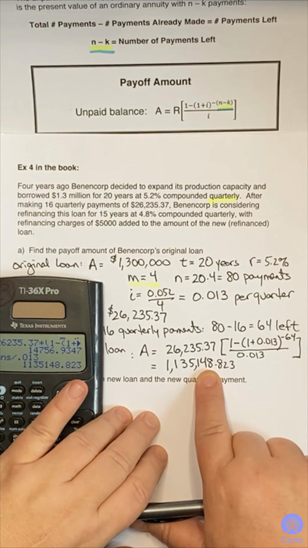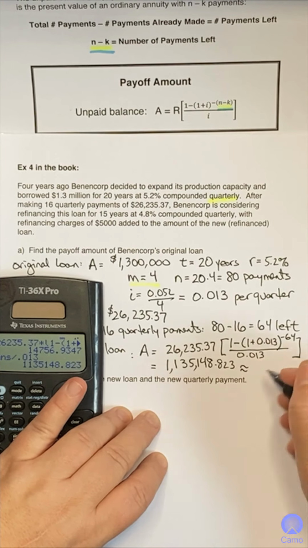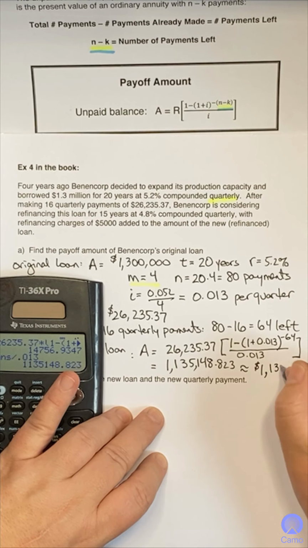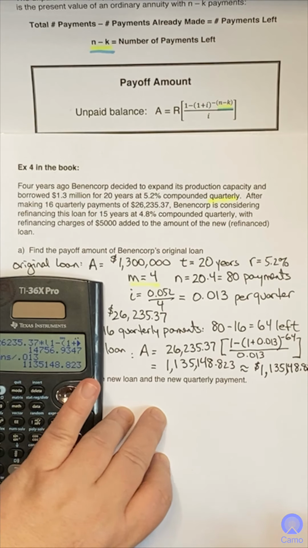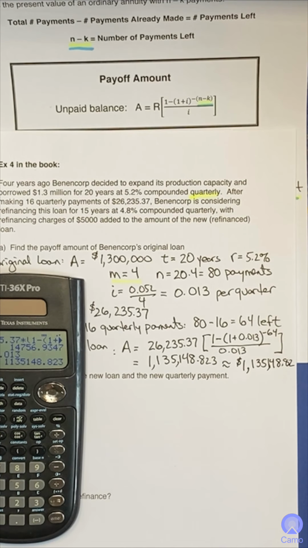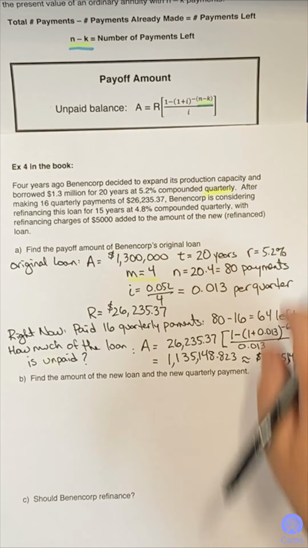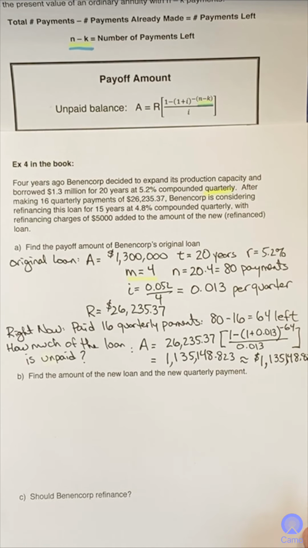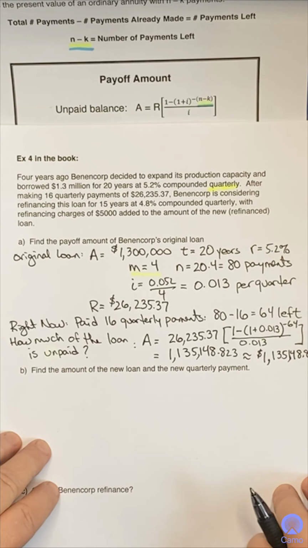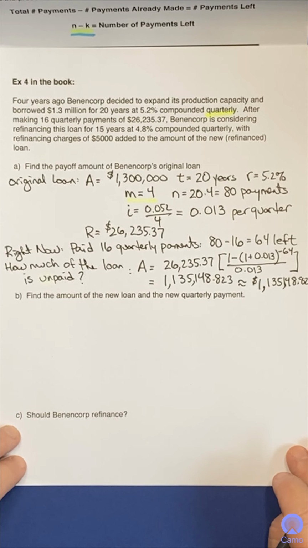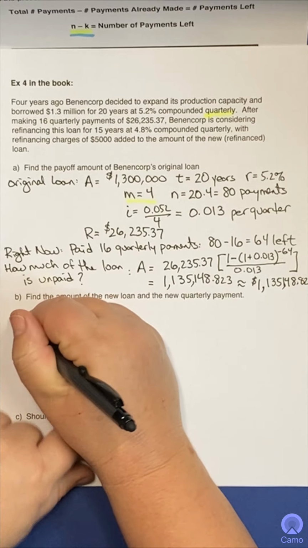Okay, so this is the outstanding amount, which we can estimate to be $1,135,148.82. There we go. Woohoo! That's how much they have to pay the bank to get out of their current loan. That's how much they still owe on that loan. Now what we want to do is find the amount of the new loan and the new quarterly payment. So, the new loan.